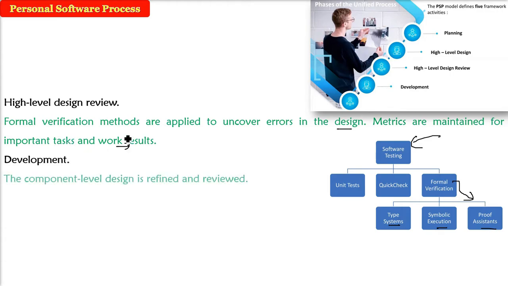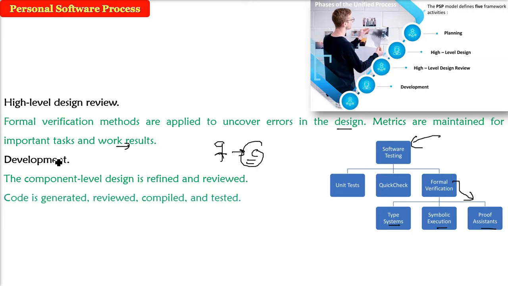Then the development. Because we talked about component design, the component level design needs to be refined here and it has to be reviewed. An individual can create one component, it may be refined, it may be reviewed. Then code has to be generated, reviewed, compiled, run and tested. Again, metrics have to be maintained because there is certain output by the individual and there will be certain results by the individual. So that is the template I talked about.